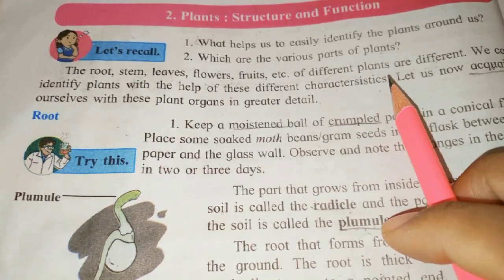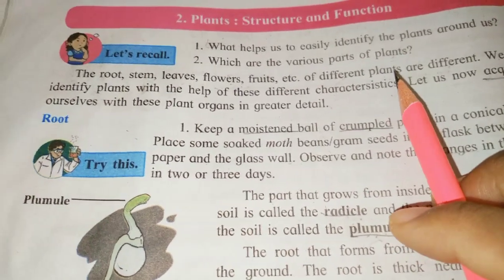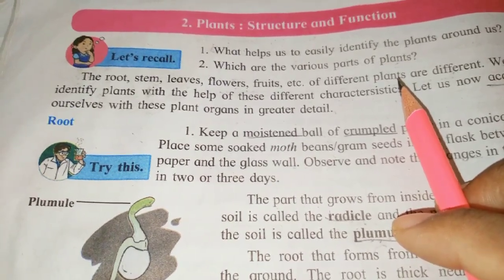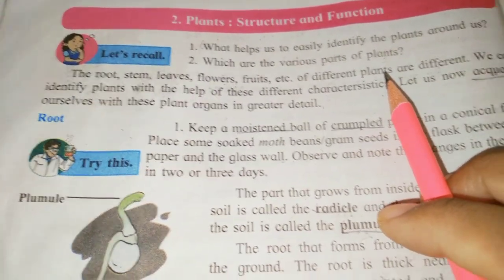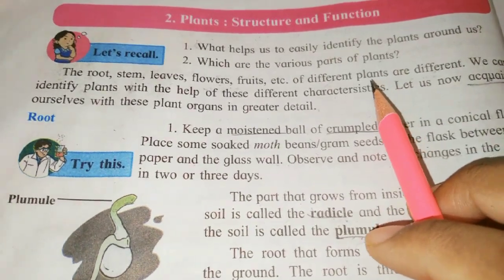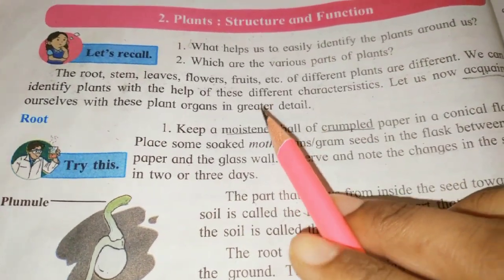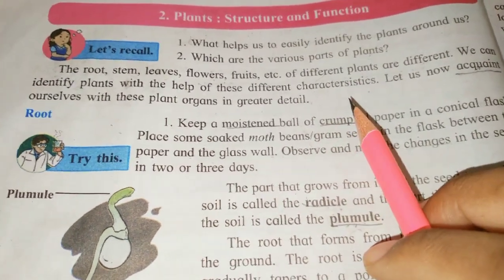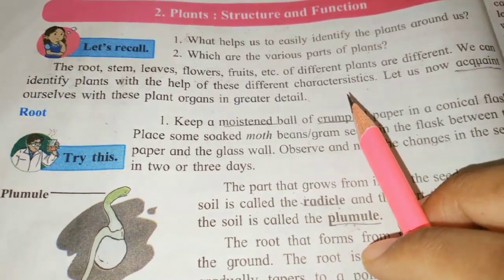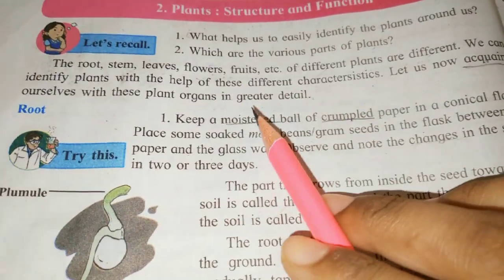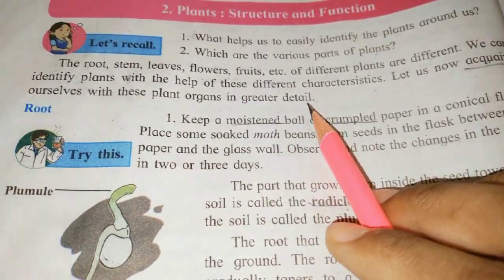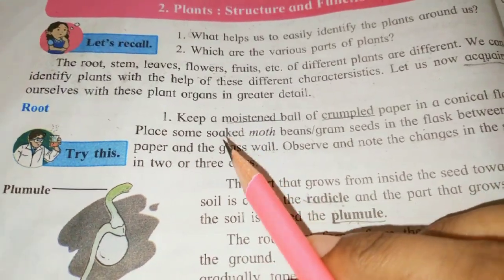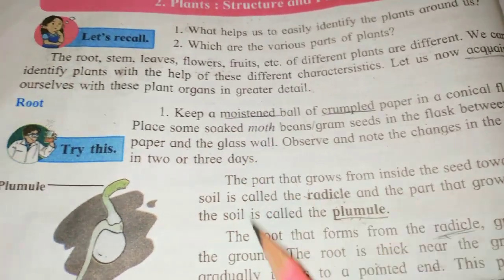So every plant has got its different parts, different fruits, its own flower, its own different types of leaves, different stem and different root. We can identify plants with the help of these different characteristics. Let us now acquaint ourselves, acquaint means make ourselves aware, with these plant organs in greater detail. So try this, you have to try it yourself. So now root. We'll start with root.